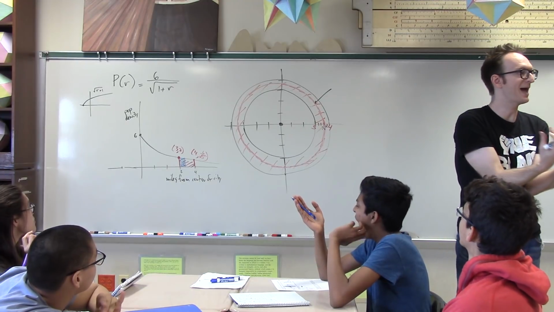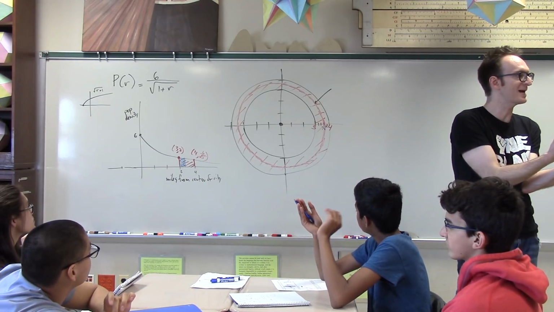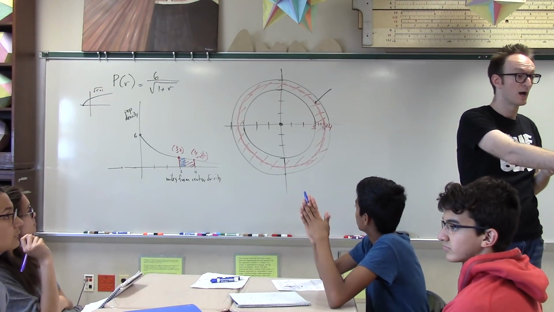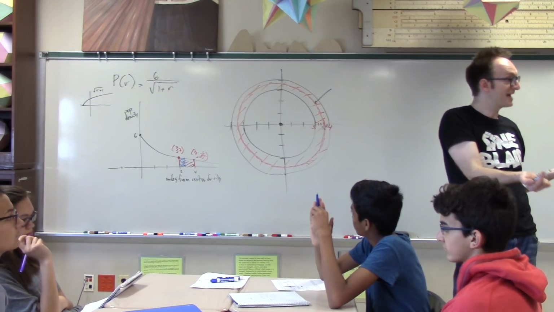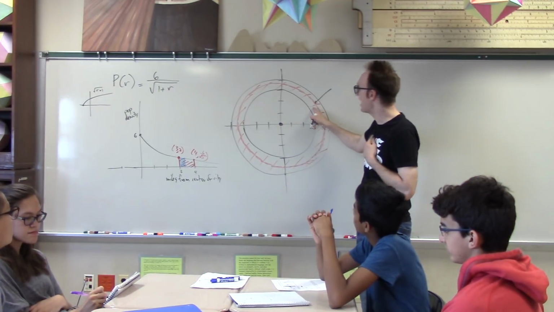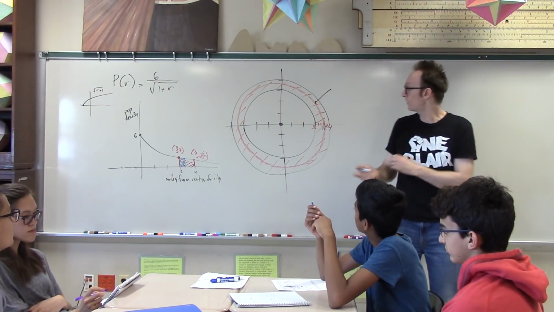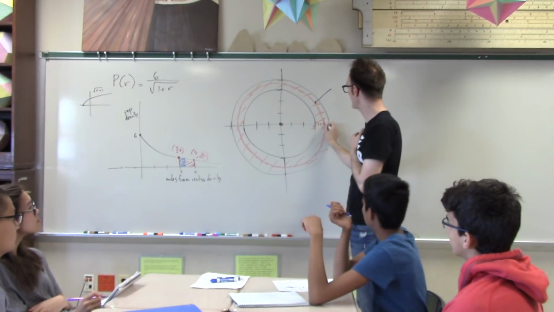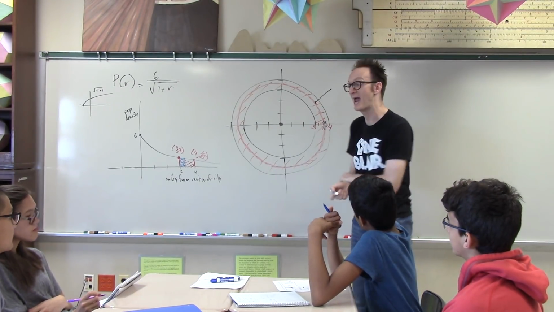Well, if you have population density, how do you get the population? The area multiplied by the density, right? So what is the area? This is not totally obvious, but what is the area of this infinitely thin ring? If the width of this ring is delta x, then what's the area of this ring?